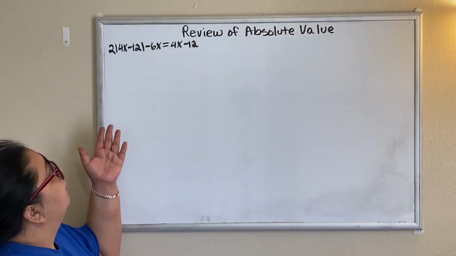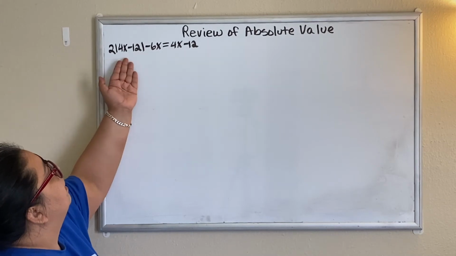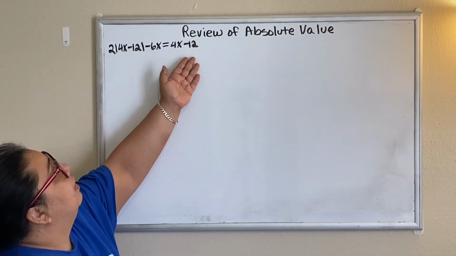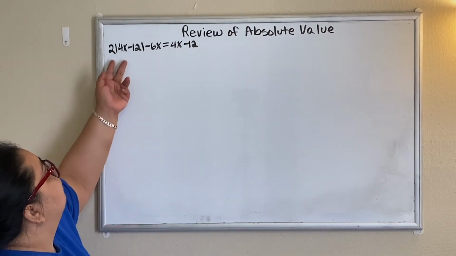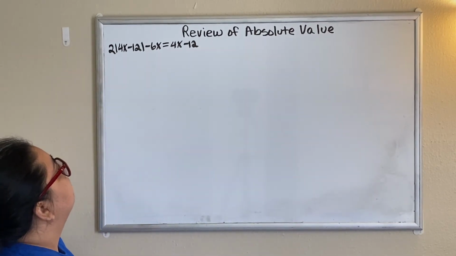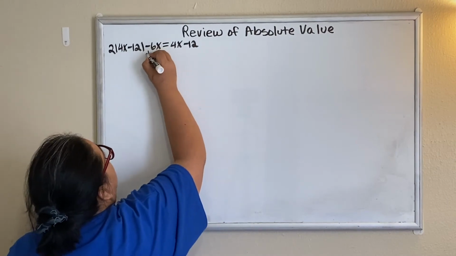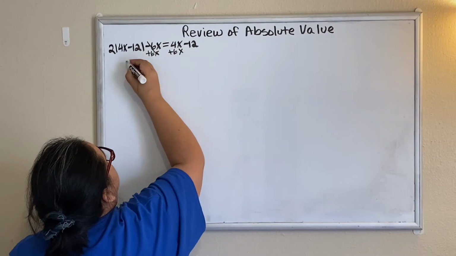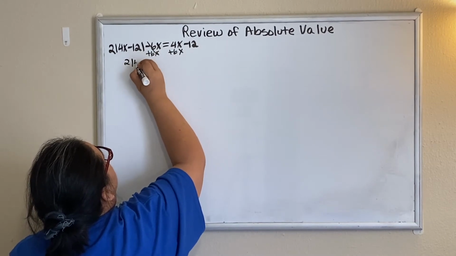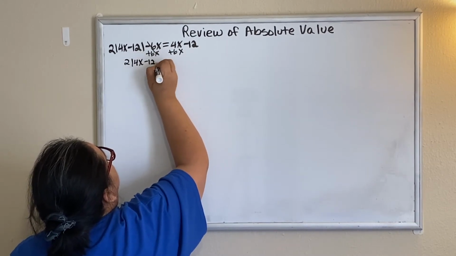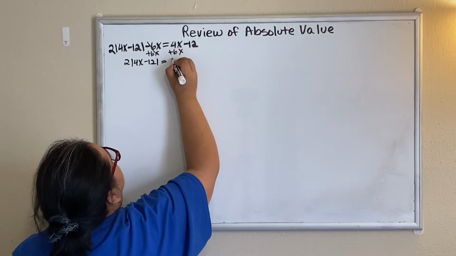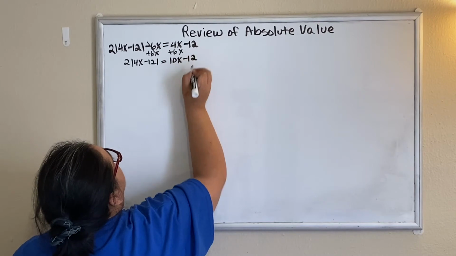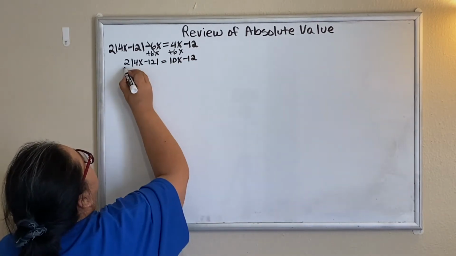Okay, so here's our second review problem. We have 2 times the absolute value of 4x minus 12 minus 6x equals 4x minus 12. Our absolute value is not isolated, so we need to isolate it. We're going to add 6x to both sides here, eliminating the 6x. And we get 2 times the absolute value of 4x minus 12 equals 10x minus 12. So now we're going to divide by 2.